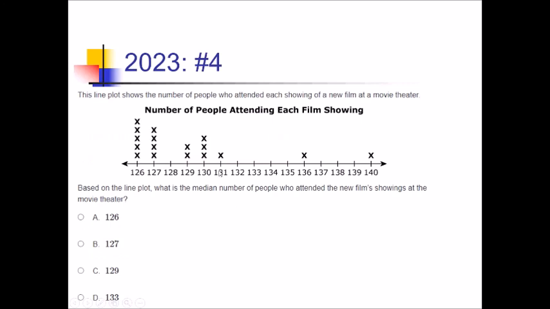For this problem, we have a line plot showing the number of people attending a film showing at a new theater, or at least a new film at a movie theater. I don't know if the theater's new as well. Anyway, based on this, we want the median number of people who attended this showing. So when you have a line plot, to get the median, since everything is already arranged in order, we just have to cross off these different x's until we get to the middle number.